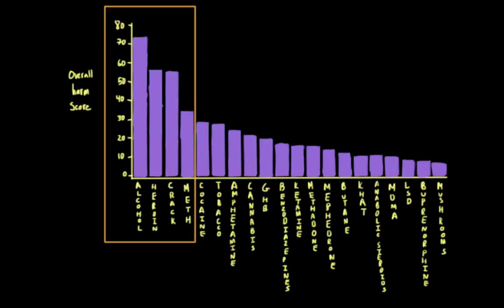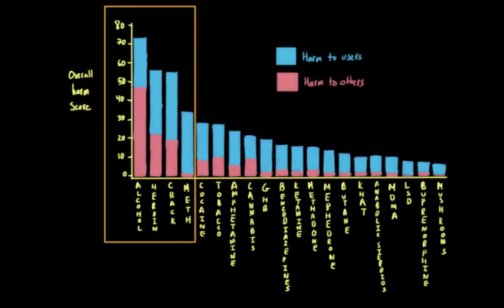But let's look at this graph a different way. Let's look at it in terms of the breakdown of harm to users and harm to others. And when we do this, we get a slightly different picture, because we see that a good portion of the damage caused by alcohol is harm to others. And I don't know how clear it is here because I don't have world's greatest drawing skills, but I can tell you that heroin, crack, and meth lead the way in terms of harm done to the individual. Although alcohol still comes in fourth, so it isn't exactly out of the running.